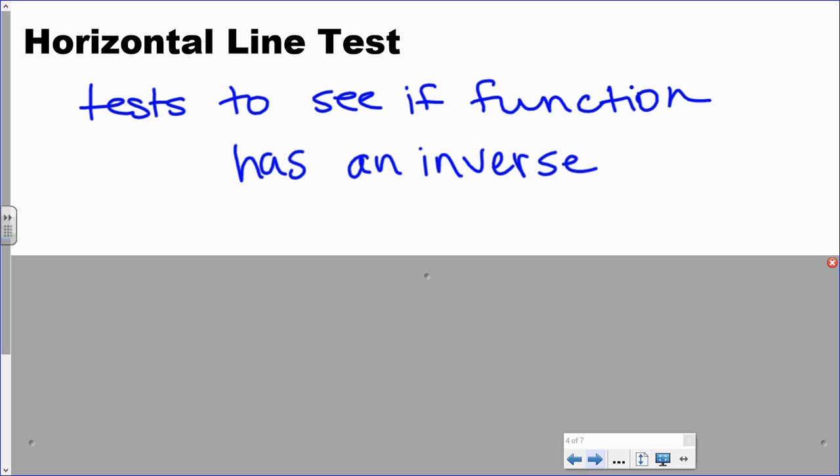So I want you and your group to come up with 3 functions if you can. How about 2? 2 functions that pass both the horizontal line test and the vertical line test. You have like 30 seconds. I need a function that passes the horizontal line test.